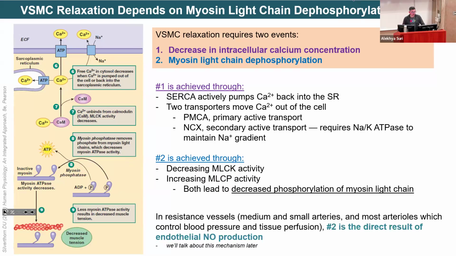And importantly, in resistance vessels, so that means the smallest of arteries and the majority of arterioles, the changes in MLCP and MLCK activity are almost directly the result of nitric oxide production in the endothelium. All right? In the endothelium. And we're going to talk about this mechanism a little later.